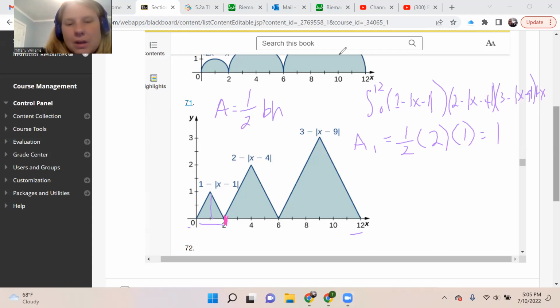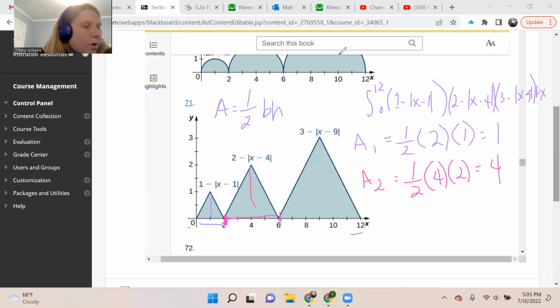So here on my next triangle, so we'll see triangle 2, it's going to be 1/2. My base goes from 2 to 6, so that's 4, and my height goes up to 2. So my area for my second triangle is going to be 4.